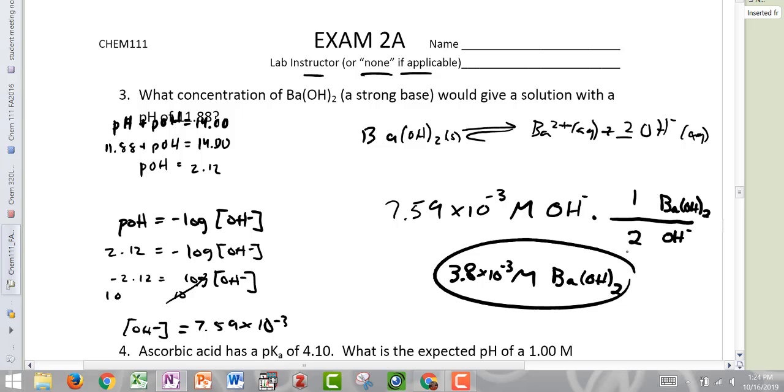Will I tell you if it's strong or weak? I usually do. You really ought to be able to know that hydroxides in the first two columns are the only strong bases we use. And then the strong acids is, what is it, 6 or 7 of them. But I usually put it on there for the experiment, so you get what's going on. I usually put it on there.